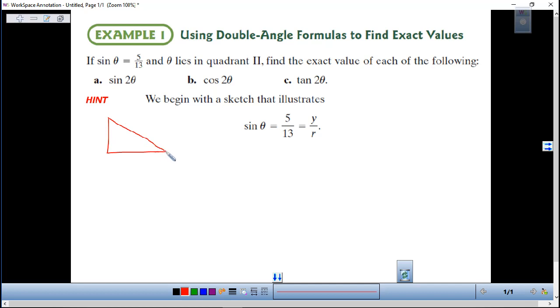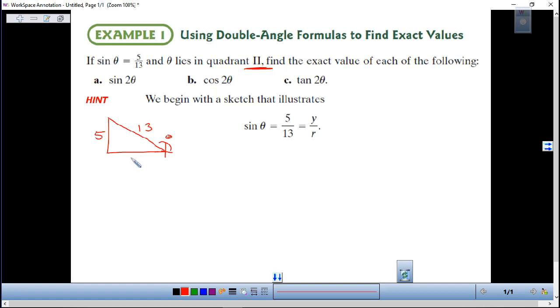Now I drew it this way because we're in quadrant 2, and we can imagine our coordinate plane here, and there's our theta right there. But our y and our r are still going to be the same. So there's my 5, and there's my 13. And the whole quadrant 2 thing tells me that x is going to be a negative number. It's going to be a negative x value.